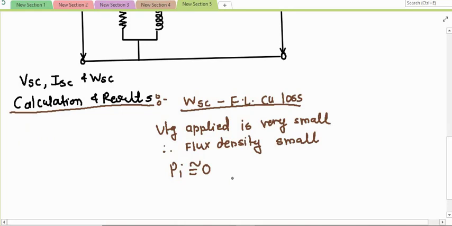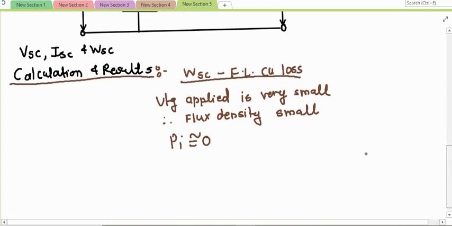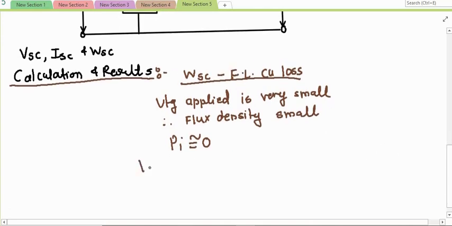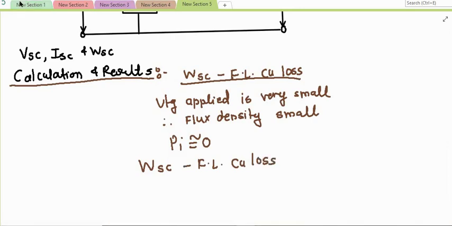And due to some difficulty, if the short circuit test is conducted with currents other than the full load currents in the primary and secondary winding, the full load copper loss can be calculated by remembering that copper loss is proportional to the square of the current. So here, as we have neglected the iron loss, my WSC will give me the full load copper loss.